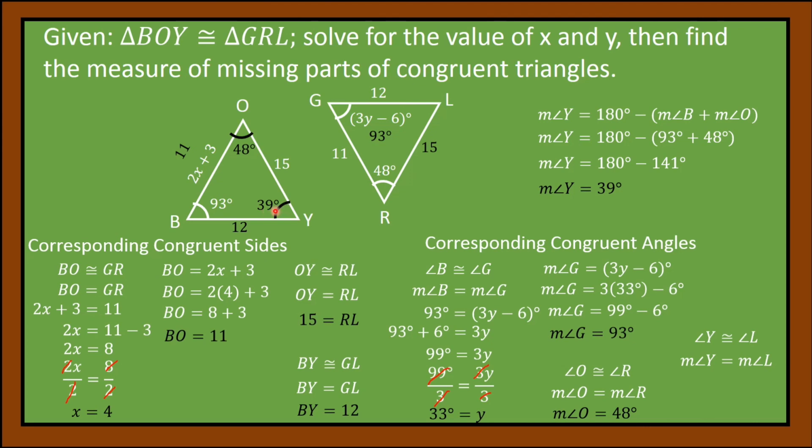So if we want to know if our answer is correct, you can add 93 plus 48 plus 39. This should be equal to 180 degrees. Okay? Since angle Y now has a measure, angle L will also be equal to 39 degrees.